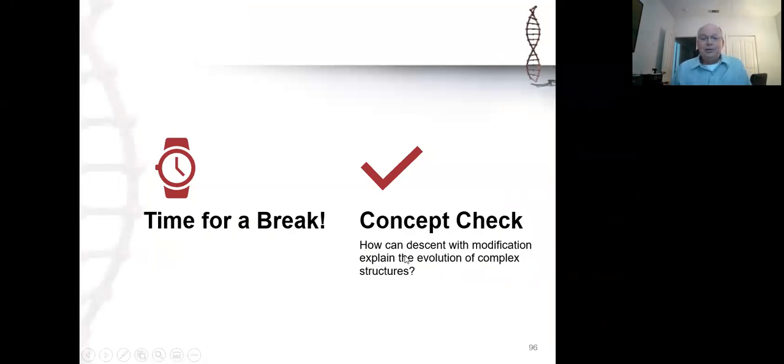So, last concept check question, because we are at the end of the chapter. How can descent with modification explain the evolution of complex structures? Well, again, that's the story of the eye in the mollusks. It's the story of any complex structure, no matter where it's found. It is not necessary for all the necessary components of a complex structure to evolve at the same time and be present at the same time. Statistically, the chance of that happening is very, very small.